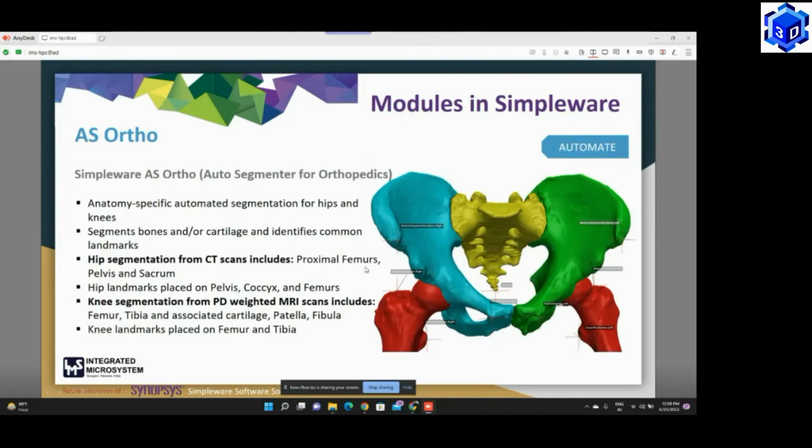So this is for the AS Ortho, like hip segmentation from CT scans, knee segmentation, femur, all these kinds of bones. The auto segmentation is supported.